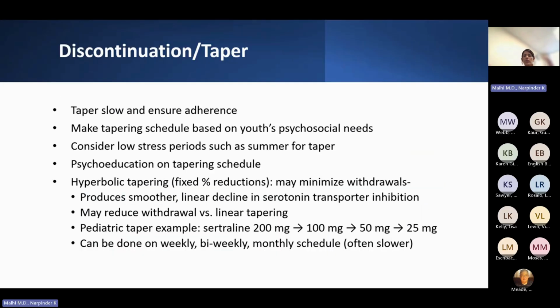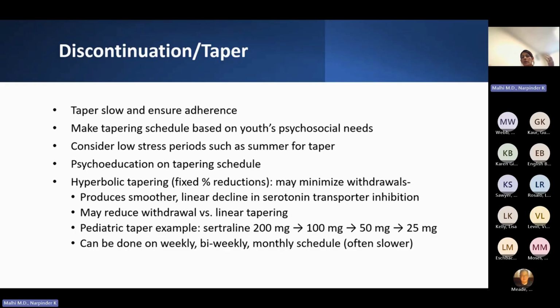And discontinuation, when you think about, okay, I need to taper off this medicine because I'm planning to start another medicine, that is also a very thoughtful approach. Usually I consider low stress periods could be the better time, such as summer, to taper and start new medication. But if it needs to be done, there is something called hyperbolic tapering, reducing the fixed dose at regular intervals. We don't have much data for this hyperbolic approach in children, but there is a lot of literature in adults. If you apply the same concepts, it produces a smooth linear decline in serotonin transporter inhibition. That way the risk of withdrawal symptoms goes down.